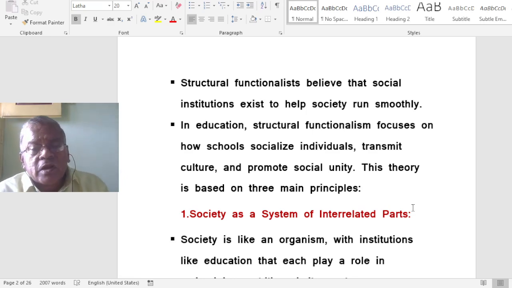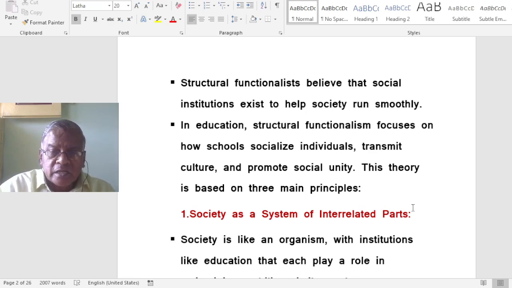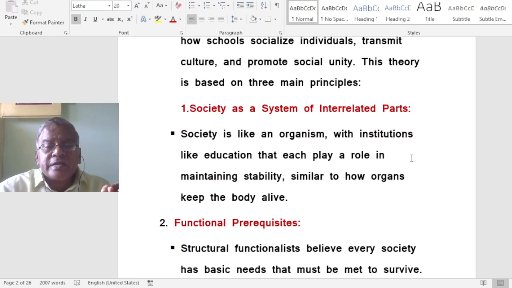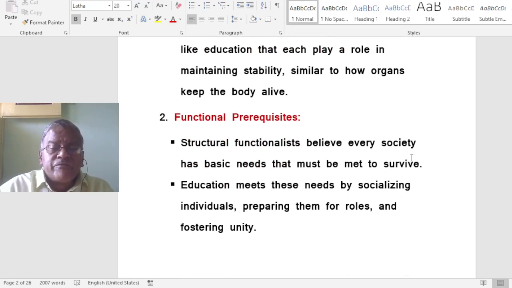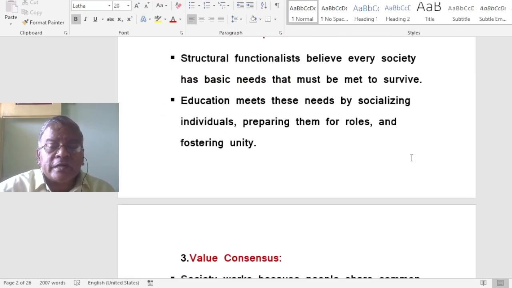In education, structural functionalism focuses on how schools socialize individuals, transmit culture, and promote social unity. This theory is based on three main principles. Society as a system of interrelated parts: society is like an organism with institutions like education that each play a role in maintaining stability, similar to how organs keep the body alive. Then functional prerequisites. Structural functionalists believe every society has basic needs that must be met to survive. Education meets these needs by socializing individuals, preparing them for roles, and fostering unity.